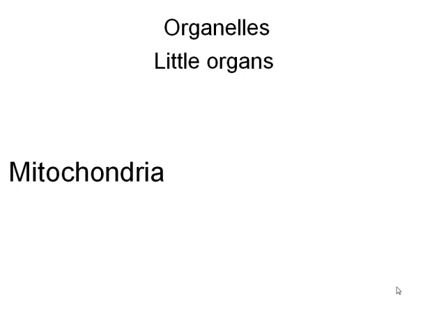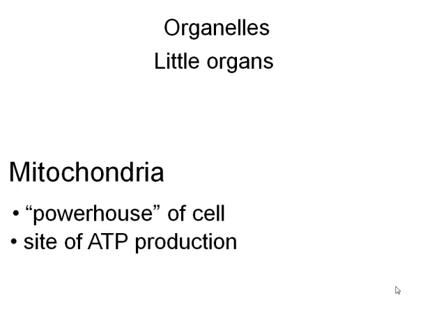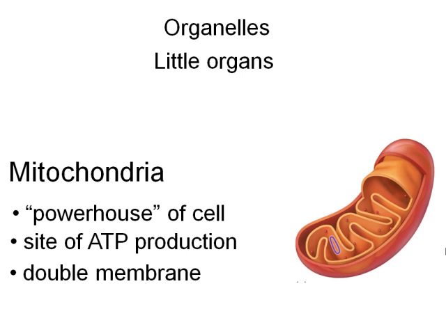And the first one we'll talk about is the mitochondria. The mitochondria are sometimes called the powerhouse of the cell. This is because this is where ATP is produced. Now, the only form of energy your cells can use is in the form of ATP. The organelle itself has a double membrane, so there's an outer membrane and an inner membrane. And most of the activity goes on in here, but this space in between the two membranes is very important in helping generate the ATP.